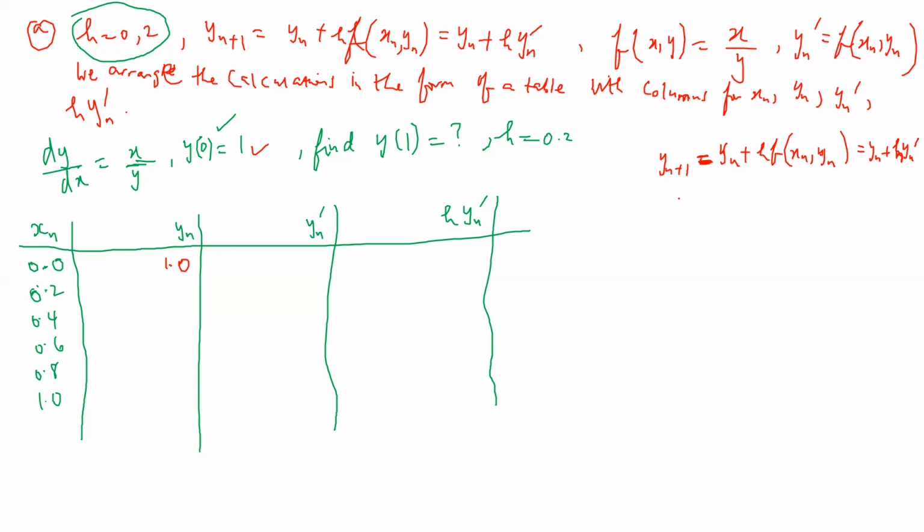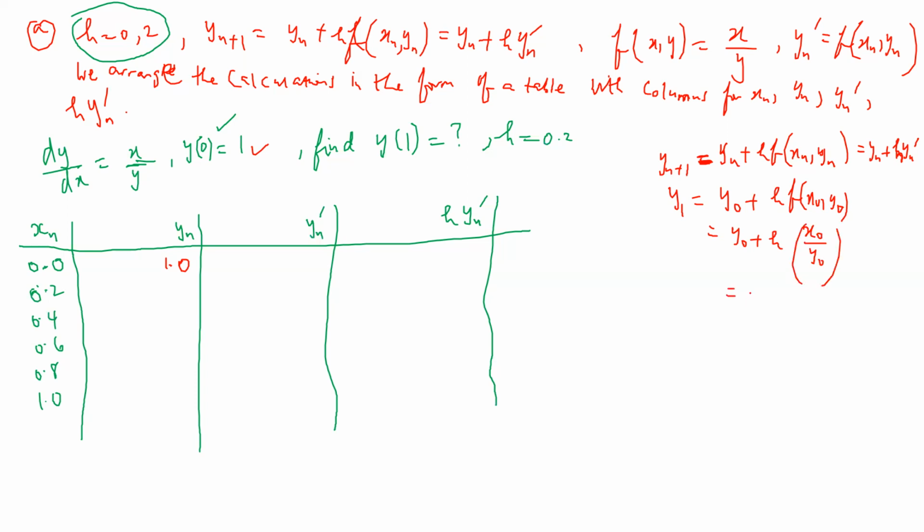Okay. Now here we got y0. Let's get y1, which is y0 plus h times F(x0, y0).